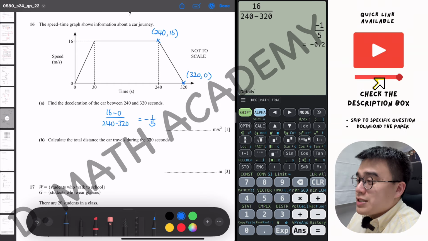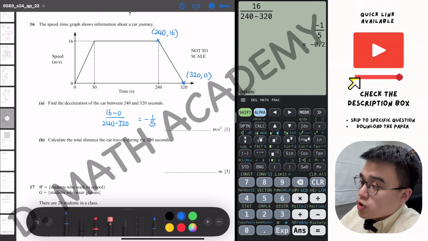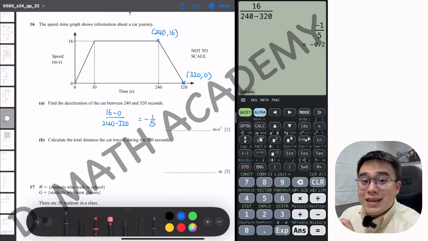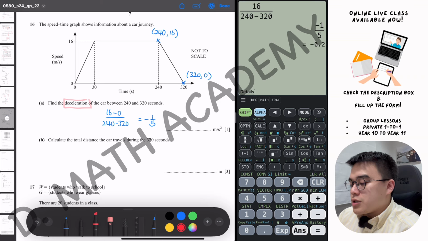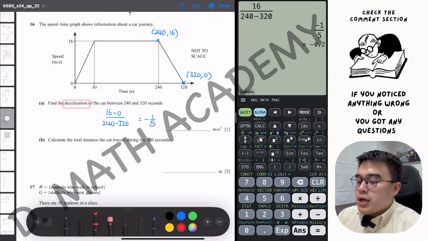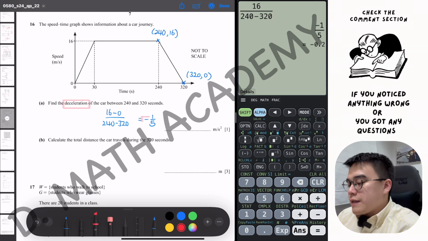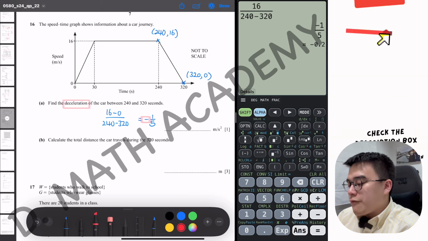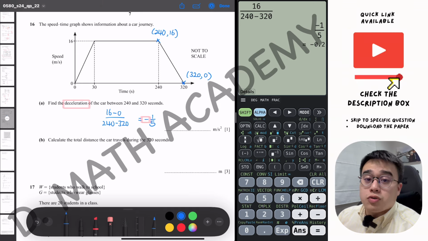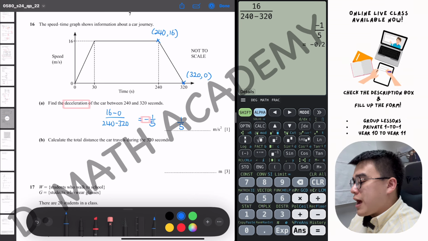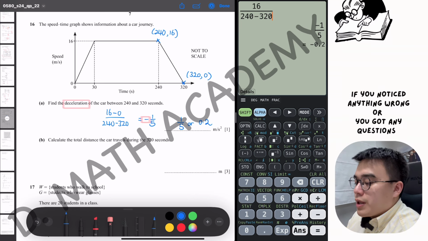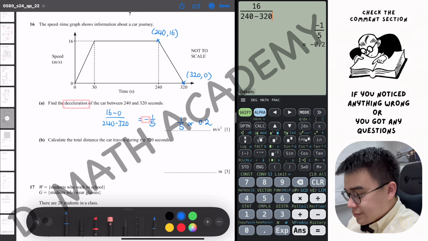So please, please, please do not include the negative, because at the start, they already use the term deceleration. This is an indicator that the examiner already knows upfront that the answer will turn out to be negative. So when they only want the value, please put in either 1 over 5 or 0.2. That will be more than enough.